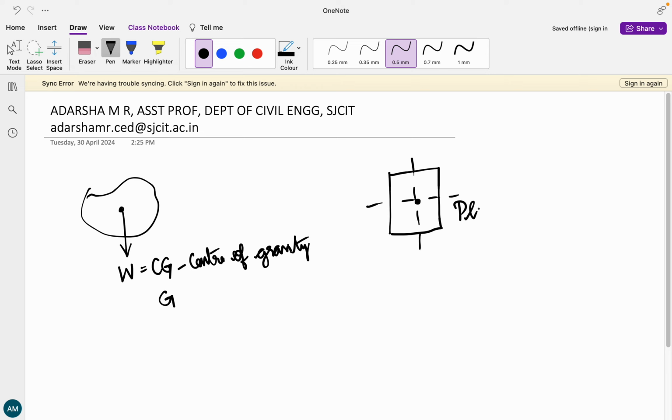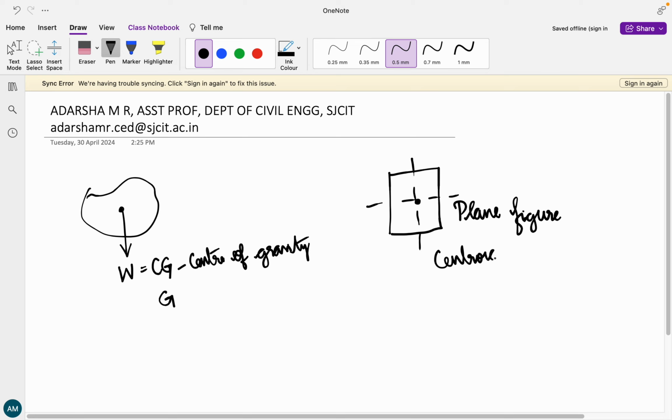The moment we consider a plane figure and not a body, we make use of the term centroid. Here we determine x bar and y bar. Say this is the origin. From the origin to the point along the x axis is x bar, and from the origin to the point where the centroid lies along the y axis is y bar. So under centroid we are trying to determine x bar and y bar.